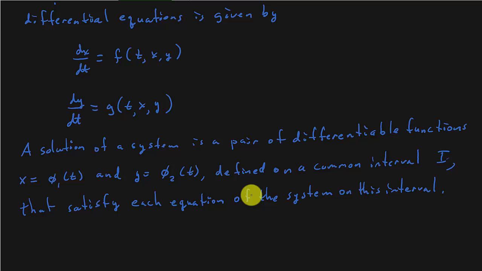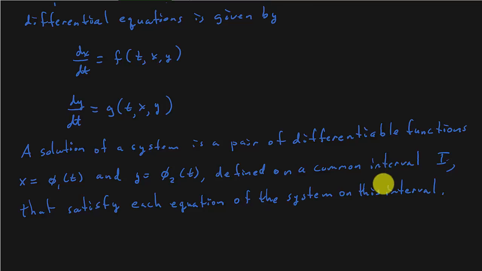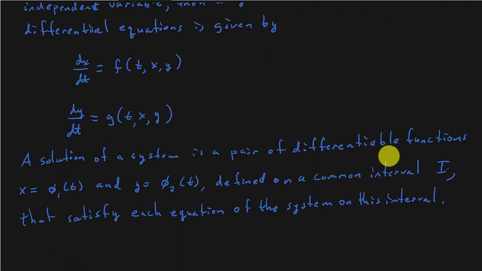And a solution of a system is a pair of differentiable functions, x equals phi 1 of t and y equals phi 2 of t, defined on a common interval I that satisfy each equation of the system on this interval. And I'm sure you're going to solve these systems in your class towards the end. Okay. All right. So that's the terminology and stuff. It's good to know the terminology and just kind of look at these things and see how they go.